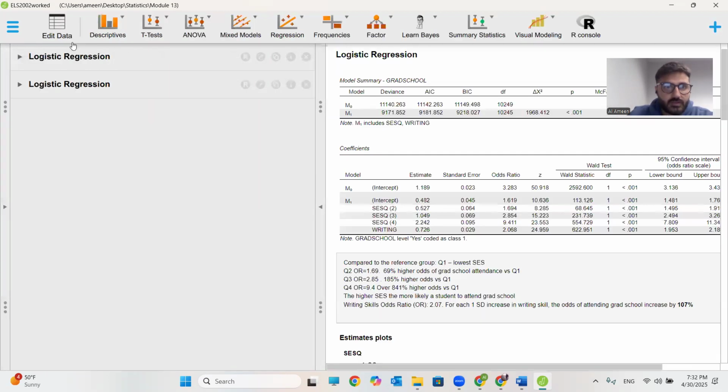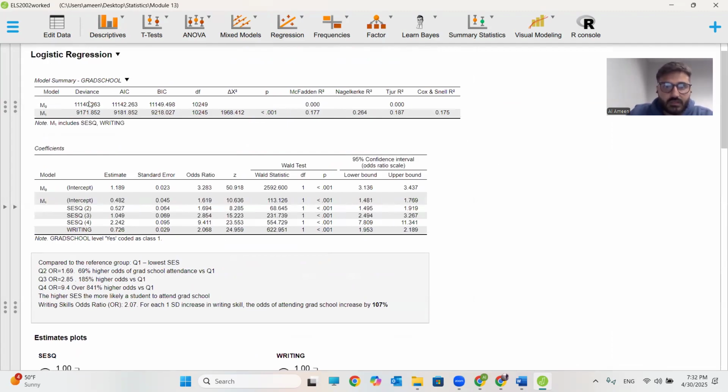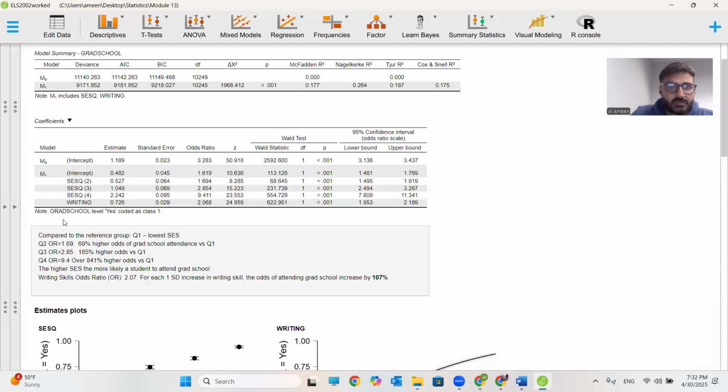Now that we have our data set, we can start a logistic regression with the dependent variable being grad school. My covariate is writing, and my factors are the SESQ. And we start looking at my model. It has a p-value of less than 1%, meaning the null must go. This is a significant model. And then we start analyzing the coefficients table here.